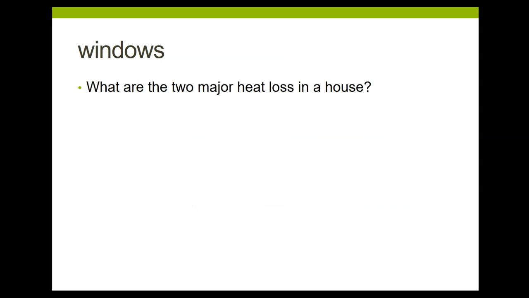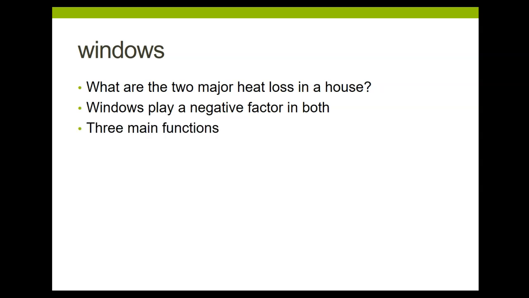Again, to repeat myself, what are the two major heat losses in a house? From last week, I got so many various answers, and they are two: infiltration and transmission. And they are both present in windows. So windows have both infiltration and transmission. So windows again are a big issue when it comes to trying to limit heat loss.